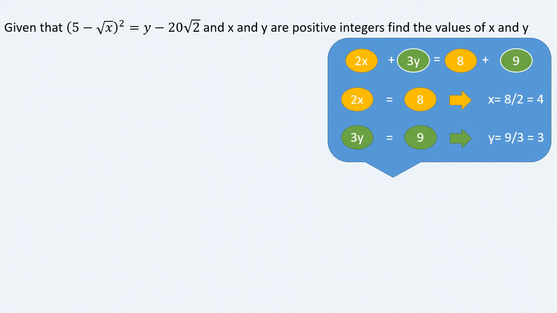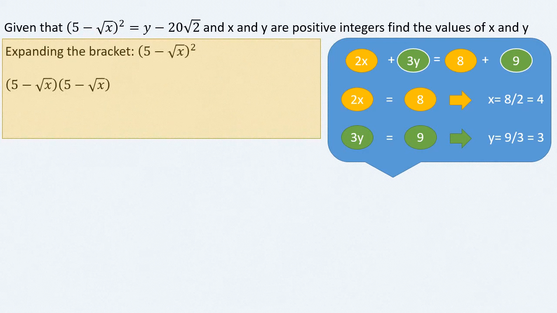So, going back to our original problem, the first thing that we have to do is to expand the bracket (5 minus root x) all squared. Expanding the bracket means that we multiply 5 minus root x by 5 minus root x, and to do so, we have to multiply the 5 in the first bracket by the two elements in the second bracket. So we have 5 multiplied by 5, which gives us 25, and then 5 multiplied by negative root x gives negative 5 root x.